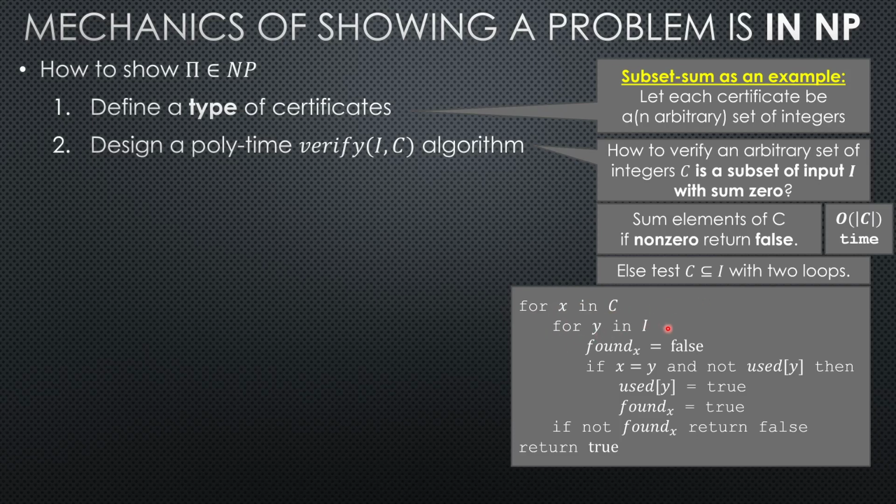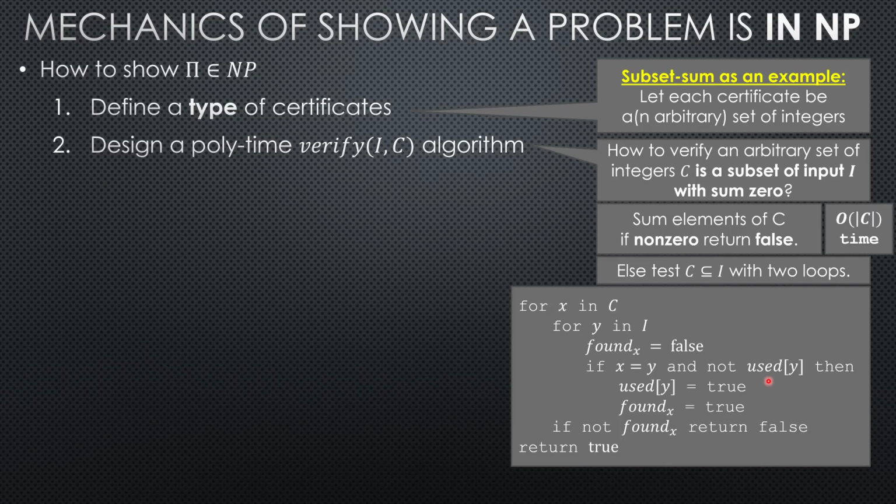For y in I, if x is y, and we haven't used y already, then used y is true, and found x is true. And if we get through all the choices of y, so basically each element of x, we want to show C as a subset of I. So if there are two copies of 7 in C, we want to sort of remember that there should be two copies of 7 in I, right? And so we want to remember which elements of I have we already used to satisfy finding elements of C.